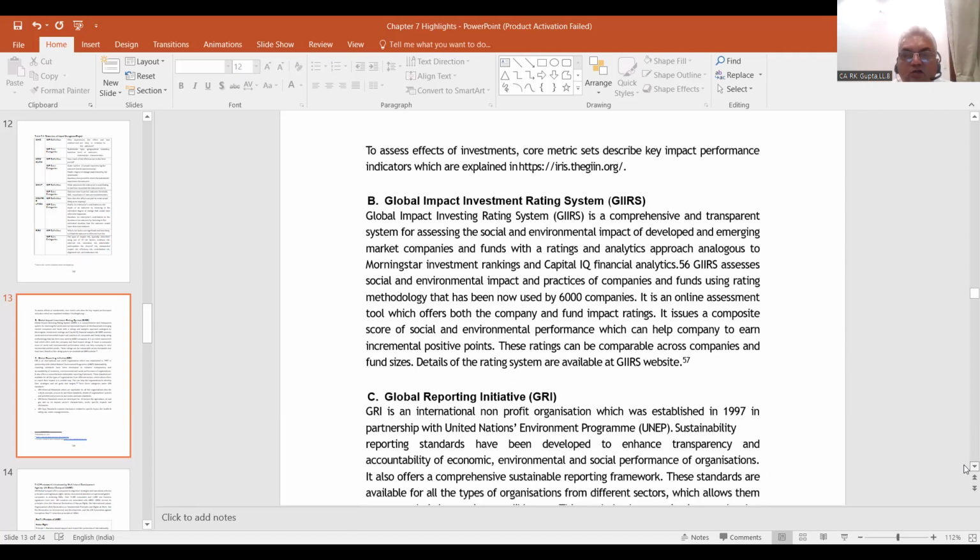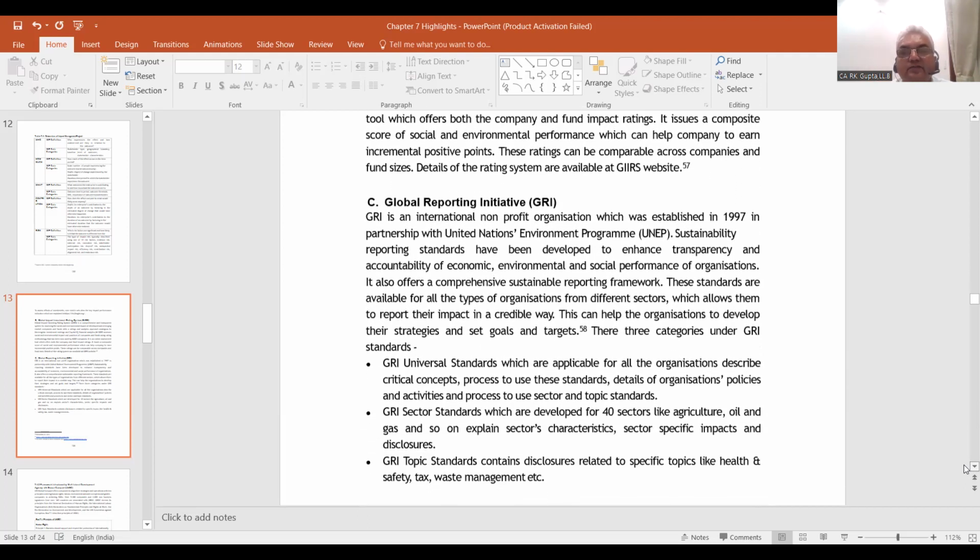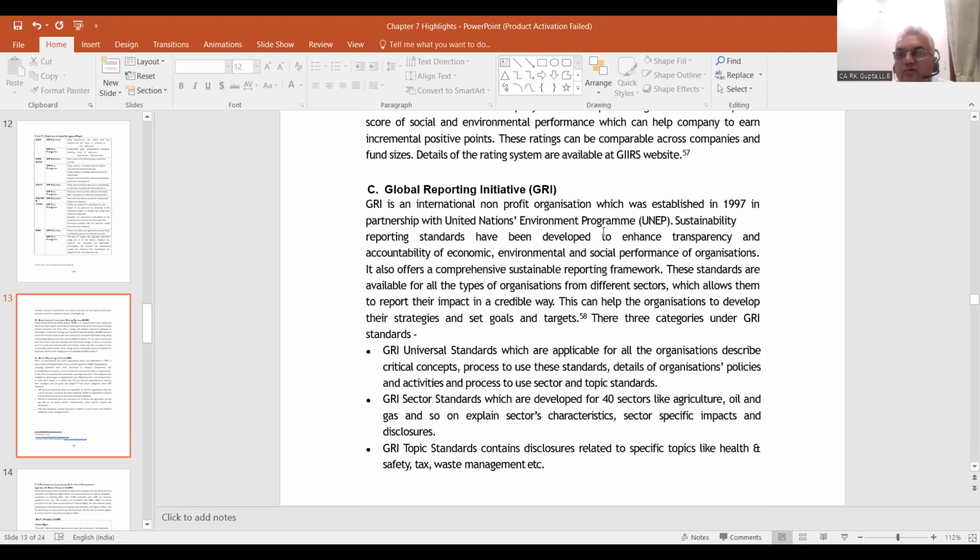उसके बाद में देखते हैं ये ग्लोबल रिपोर्टिंग इनिशिएटिव GRI, ये क्या है, तो GRI इज एन इंटरनेशनल नॉन प्रॉफिट ऑर्गेनाइजेशन which was established in 1997 in partnership with the United Nations Environment Program UNEP. Sustainability reporting standards have been developed to enhance transparency and accountability. ये इनका GRI का इनिशिएटिव है। So sustainability reporting standards have been developed to enhance transparency and accountability of economic, environmental, and social performance of organizations. It also offers a comprehensive sustainable reporting framework.